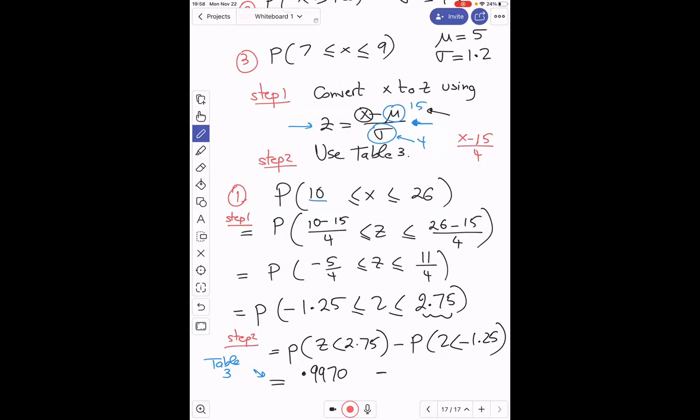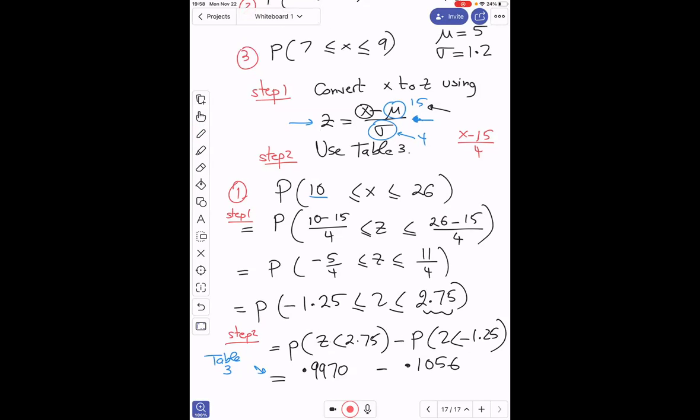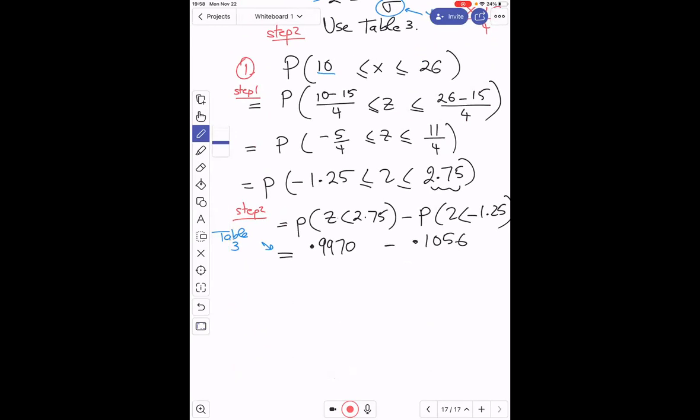Minus, now this is negative, right? It's negative 1.25. So nearest tenth, it's negative 1.2. And nearest hundredth, it's 0.05, which is 0.1056. All right, so then the answer is 0.9970 minus 0.1056, which is 0.8914, or 89.14%.